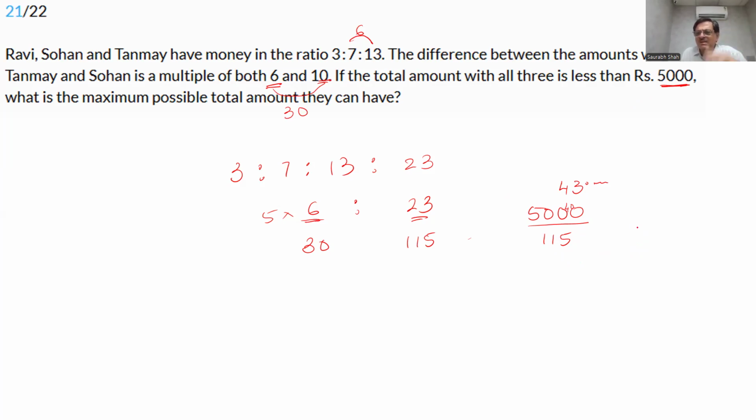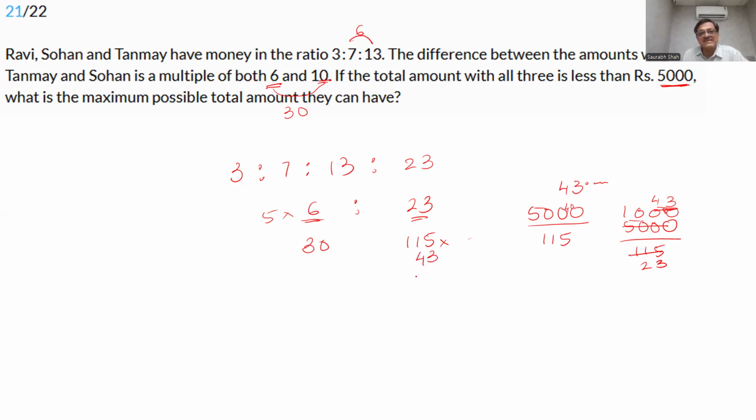Okay, you don't like to multiply by 115, but you don't like to divide by 115. Let's cancel out a 5. Let's rewrite 5,000 divided by 115. Let's cancel a 5, 23. That gives us 1,000. 23 into 4 is 92. 100 minus 92 is 8. Now we can't have 4. 23 into 3 is 69. So 43 is the largest multiple of 115. We can only multiply by 43.